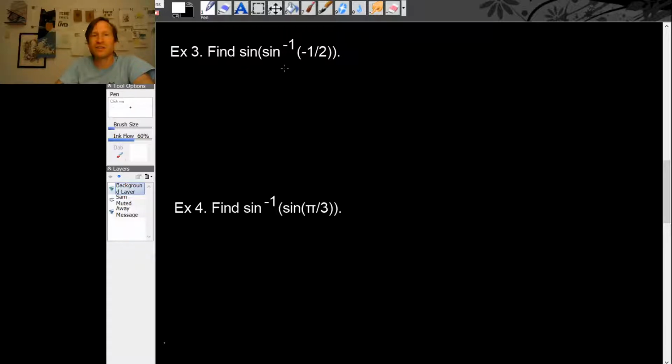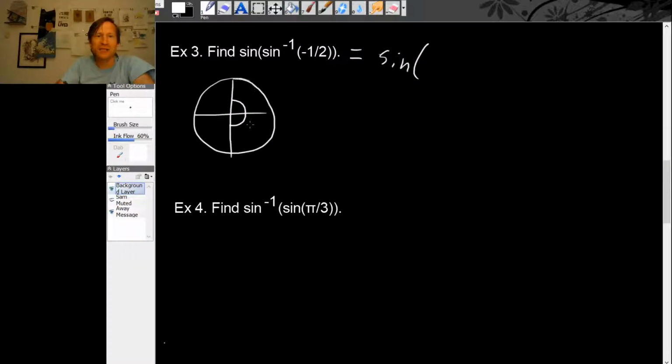Let's look at a couple other examples. So let's find sine of inverse sine of -1/2. So inverse sine of -1/2. Remember, we're looking for some angle between -π/2 and +π/2 on a unit circle so that the y-coordinate is -1/2. And you might remember that there's a nice angle in between -π/2 and +π/2 that makes sine be what we want, and it's -π/6. That's the one we're looking for. And of course, when you take sine of -π/6, you get -1/2.